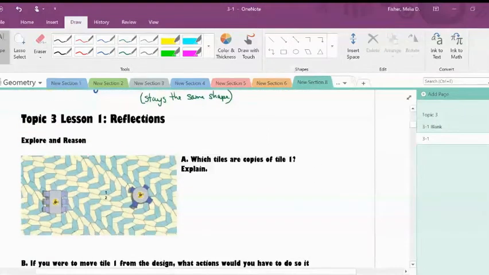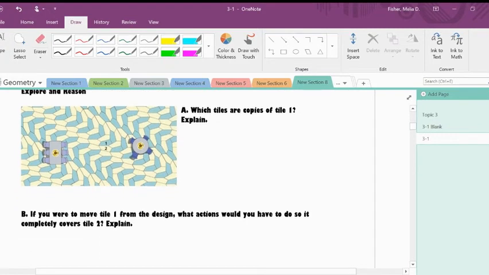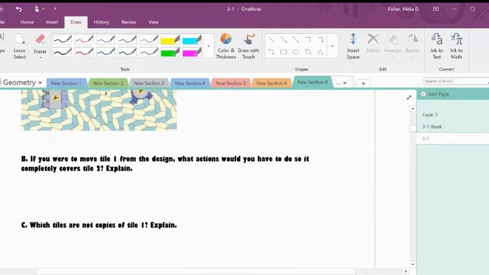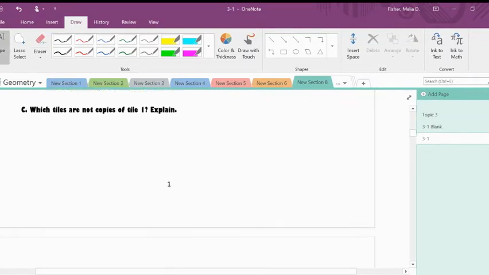Go ahead and on your own complete the Explore and Reason. It asks which tiles are copies of tile 1 and to explain. On your picture, your pieces come out gray and white. This has blue and yellow, but you should be able to just refer to them as gray and white shapes. And do parts A, B, and C.